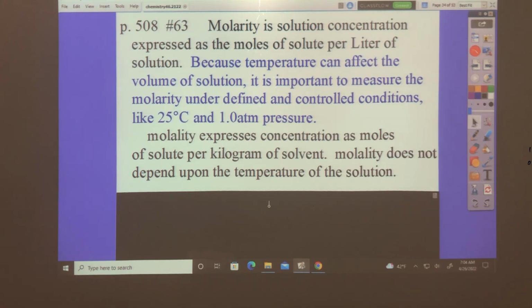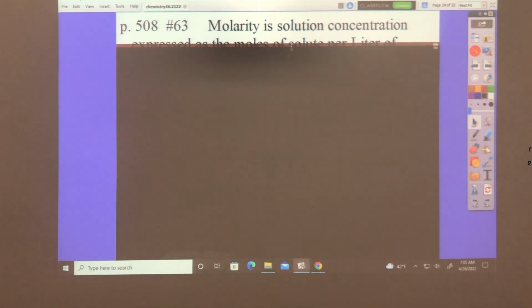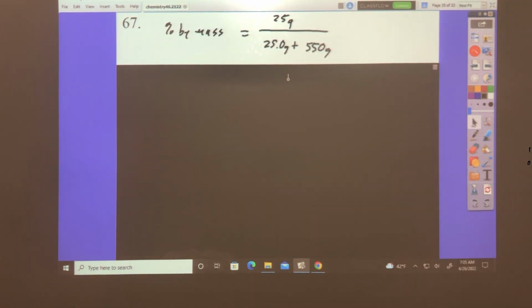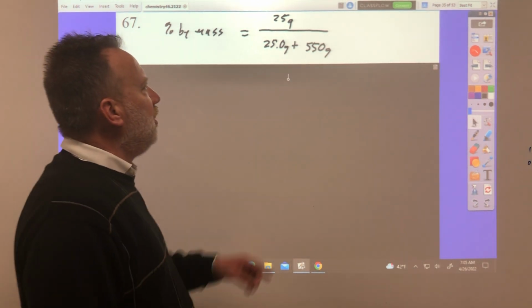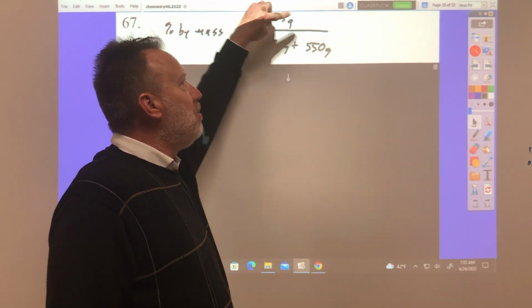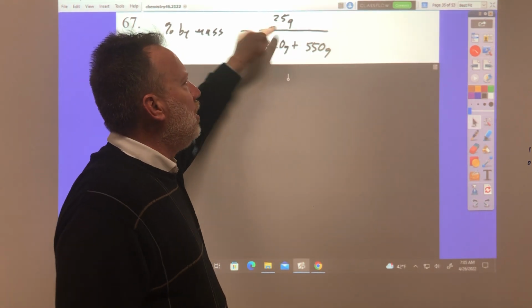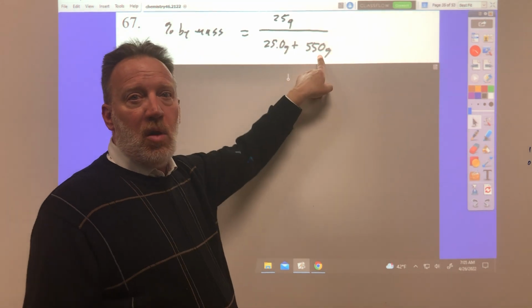Next question, 67. According to lab procedure, you stir 25 grams of magnesium chloride, MgCl2, into 550 milliliters of water. What is the percent by mass of MgCl2 in the solution? Well, a milliliter of water has a mass of 1 gram, so you've got to do that conversion. So you have, by percent by mass, mass of solute over mass of solution, or mass of solute over mass of solute plus mass of solvent.